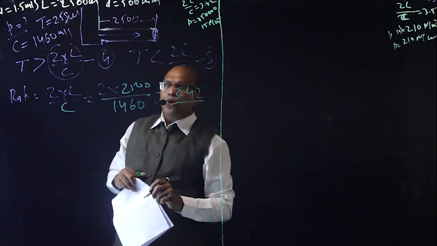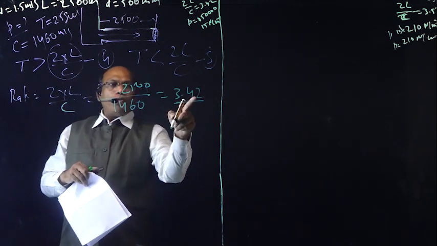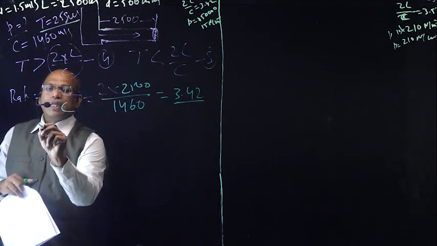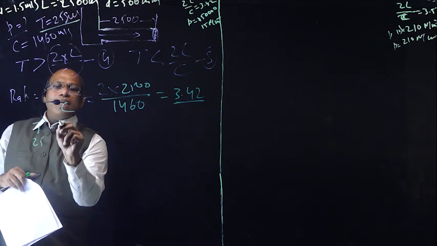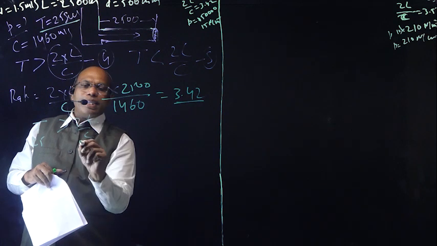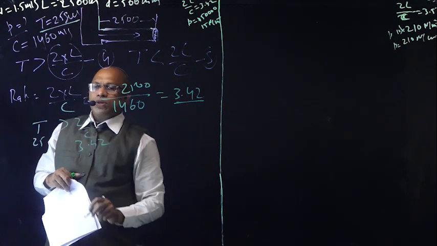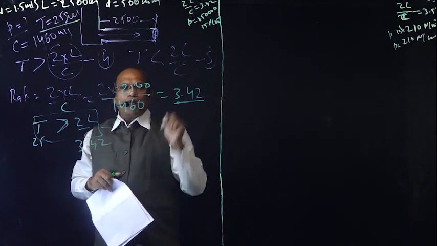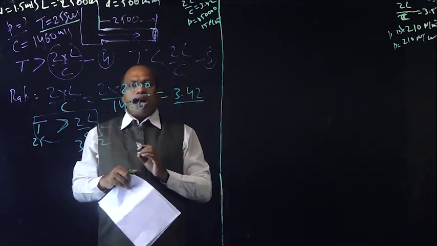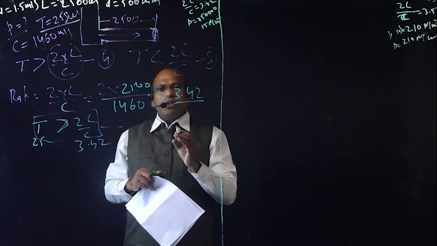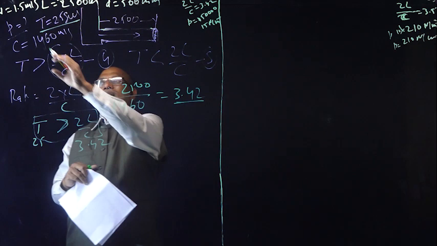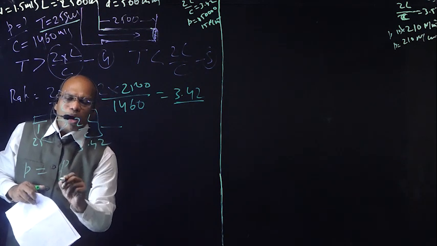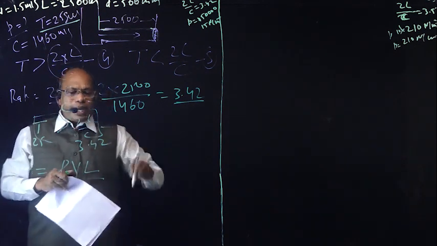The ratio 2L by C is equal to 3.42, but the time for closing the valve is 25 seconds. That means T is 25 seconds and 2L by C is 3.42 seconds. Therefore, T is more than 2L by C, so in this case the valve is closed gradually. Right, if the valve is closed gradually, for the determination of the raised pressure, we know one formula: P is equal to rho, the mass density, times V L divided by T.